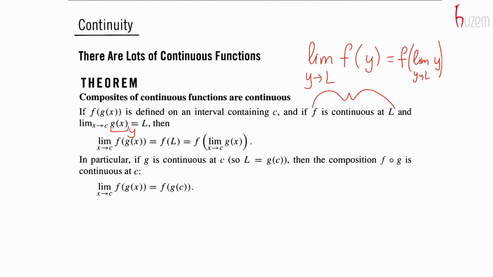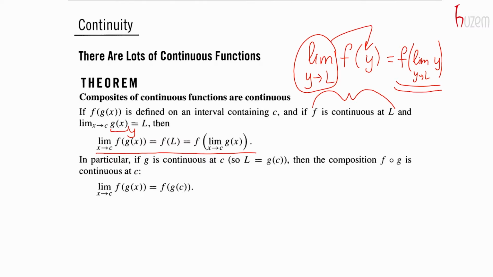And this is because limit of f(y) when y tends to L is f(L), but L is also the limit of y when y tends to L. So in other words, continuity of f at L means that the limit part of this expression can enter inside the function f, as in here. So continuity of f means this one. So if we apply this fact here, we understand why this statement is true.